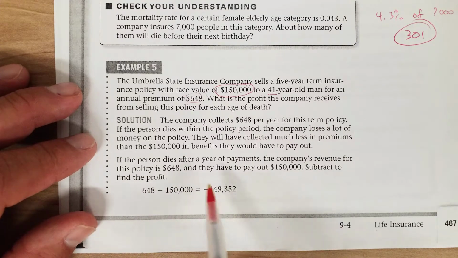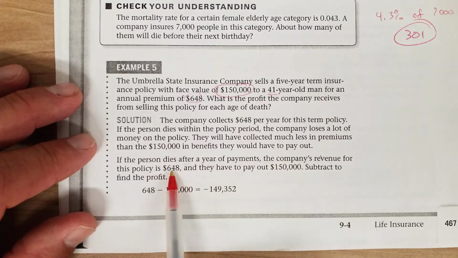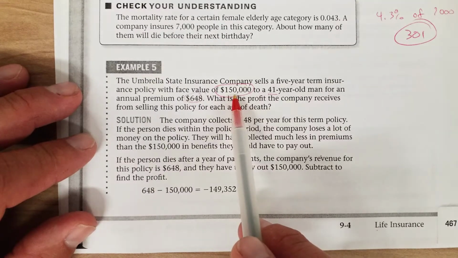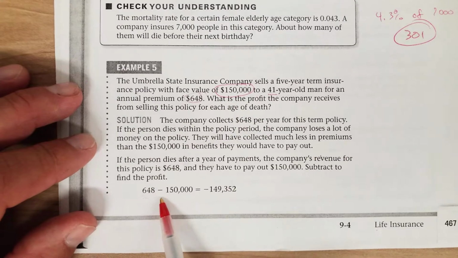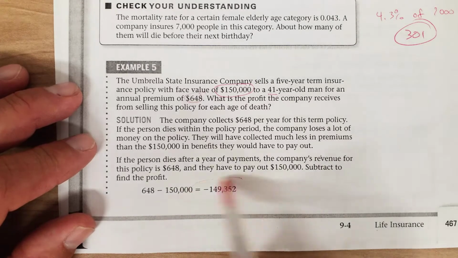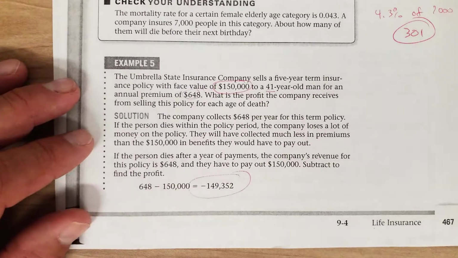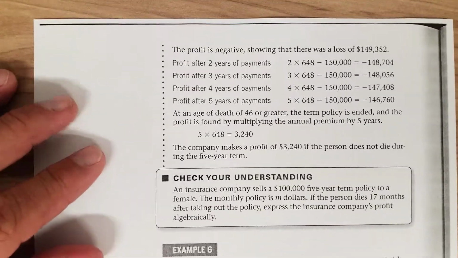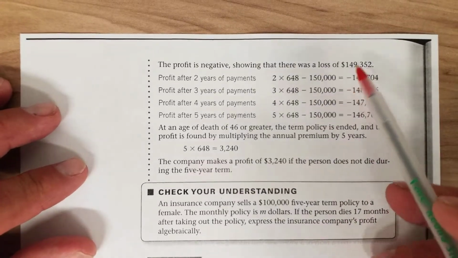So, if a person dies after a year of payments, the company has made $648. But once they pass away, the company has to pay the life insurance policy out for $150,000. So after a year, they've made $648 in premiums, but if the person passes, they had to pay out $150,000. So their profit would be a negative $149,352. The profit is negative, showing that there was a loss of $149,352.